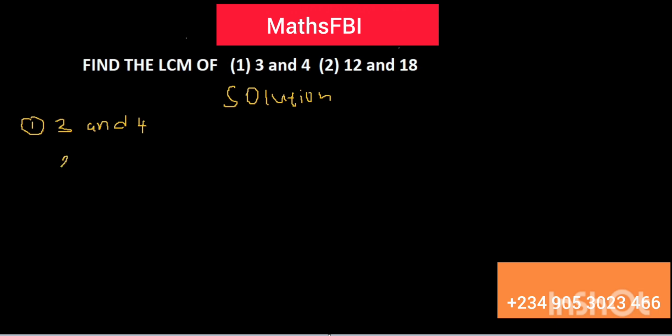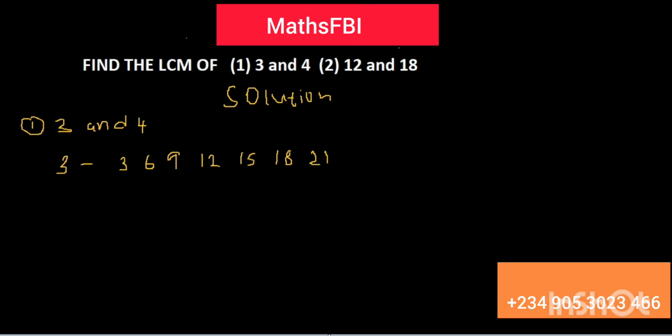Okay, let's get the multiples of number 3. The multiples of 3: 3 times 1 is 3, 3 times 2 we have 6, 3 times 3 you got 9, 3 times 4 is 12, 3 times 5, 15, 3 times 6, 18, 3 times 7, 21, and so on and so forth.